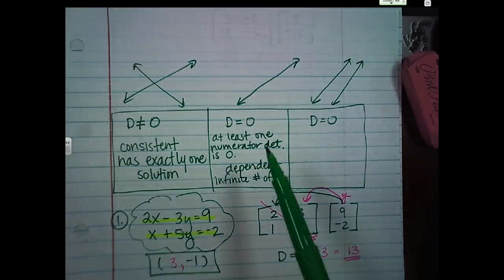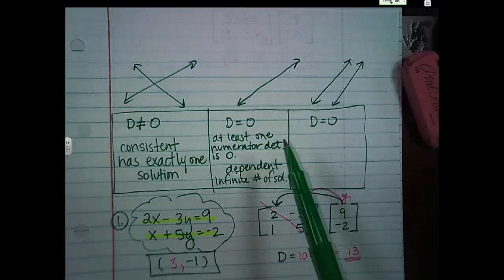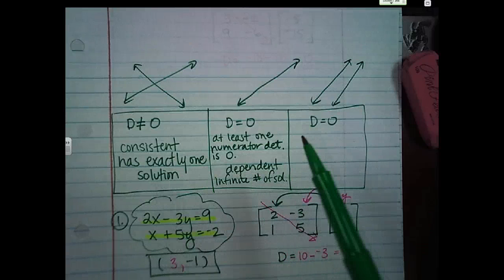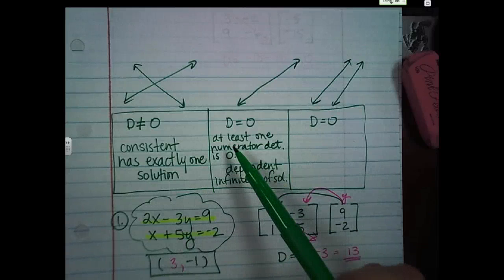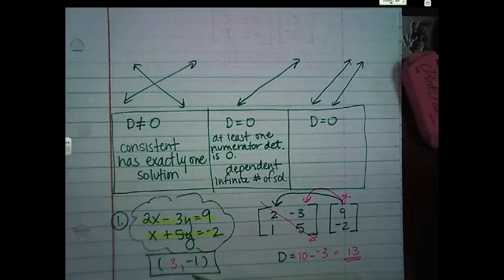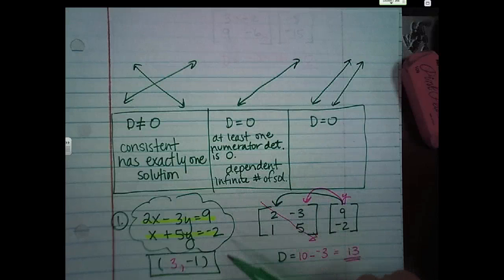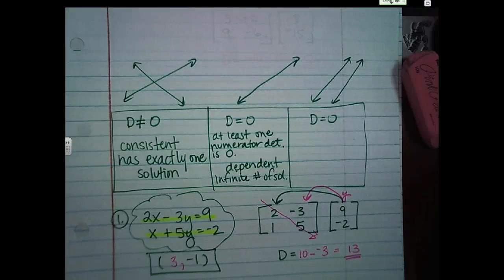So in other words, we have 2 issues if D is 0. If D is 0, either A, it's the same exact line. And if that's true, the way you'll know it in this method is that at least one numerator determinant is 0. And if that's the case, it's obviously the same line, so it's dependent and it has an infinite number of solutions. Okay, so let's see if that's the case on this one, right?